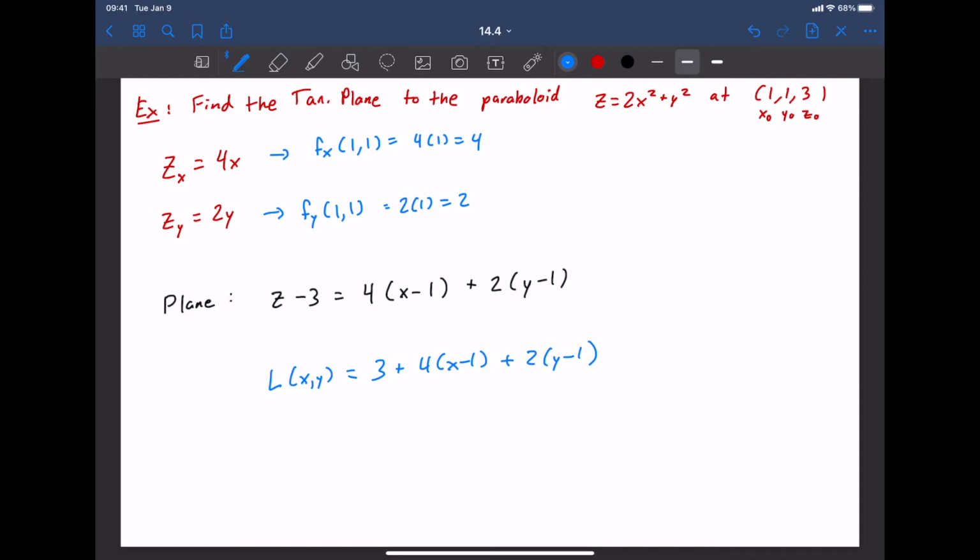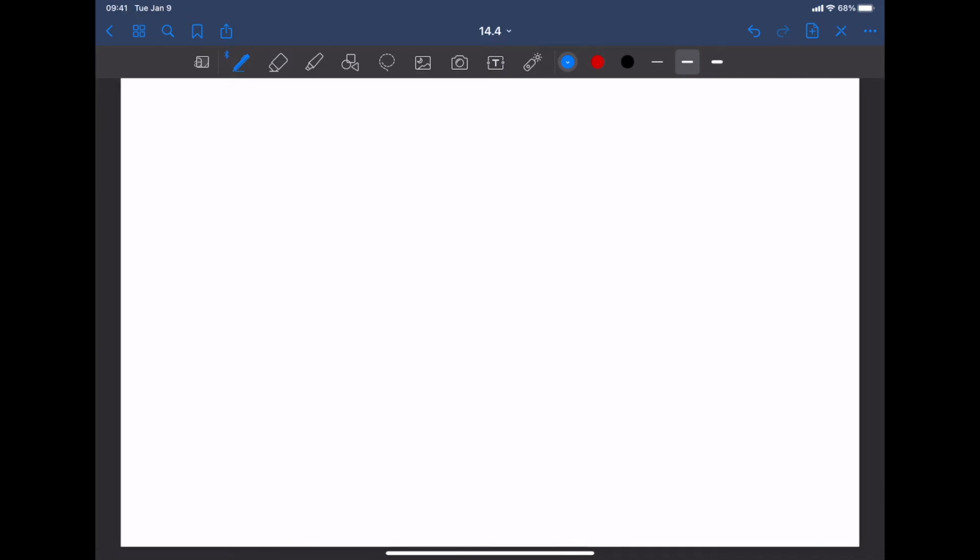You could solve this for z. You could write it as a planar equation. You could simplify things out, but there's no need to. That's not really what we're interested in doing. That's it. That's us assembling the building blocks. Let's do one more example.